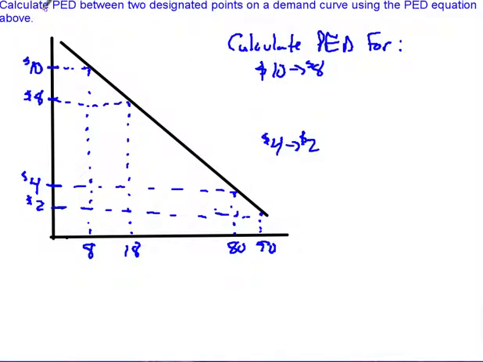One of the other things you're going to have to do is to calculate the price elasticity of demand between two designated points on a demand curve using the price elasticity of demand equation that we talked about. So let's say that here's our demand curve. Let me fill this in. Demand and price. And so let's say that we're going from 10 to 8. You need to calculate the value.